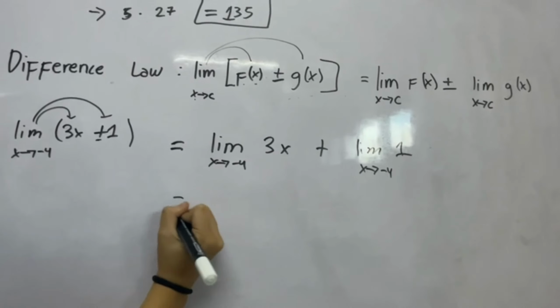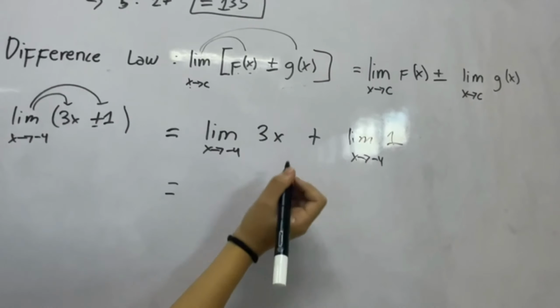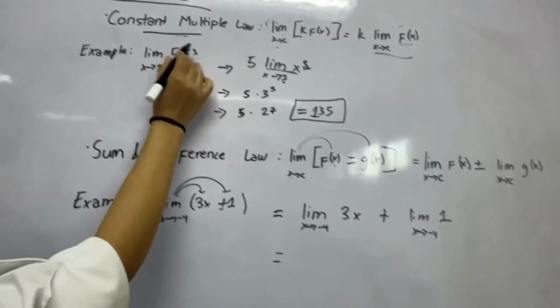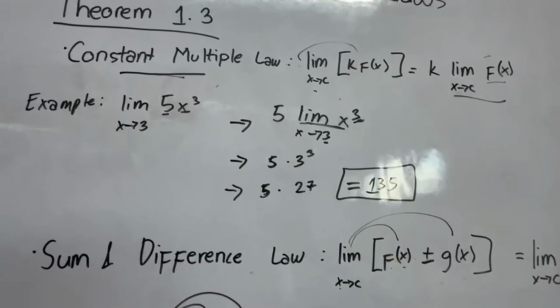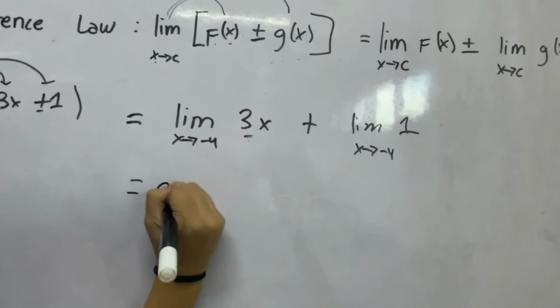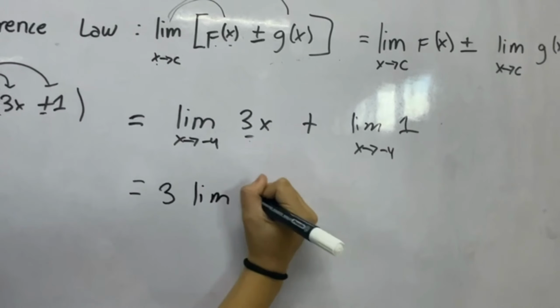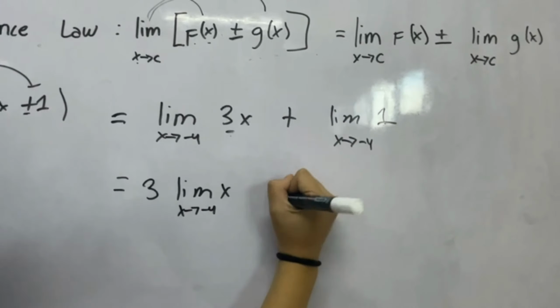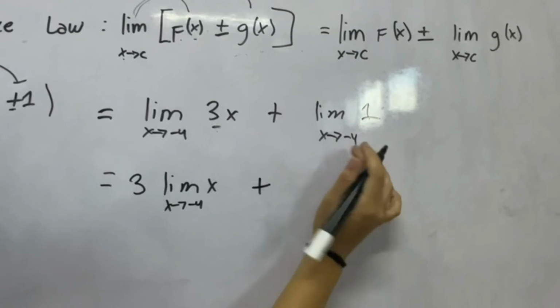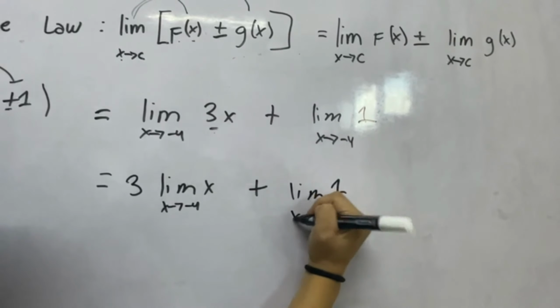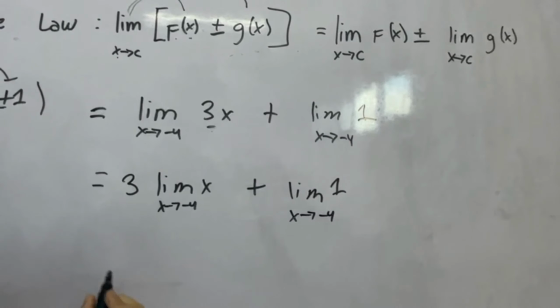With this, in the first term, we could apply the law that we discussed earlier, which is the constant multiple law, because it has a constant k and a variable x. We will take that constant outside the limit, and that will be 3 times the limit of x as x is approaching -4 plus, and with this we just copy the limit of 1 as x is approaching -4.